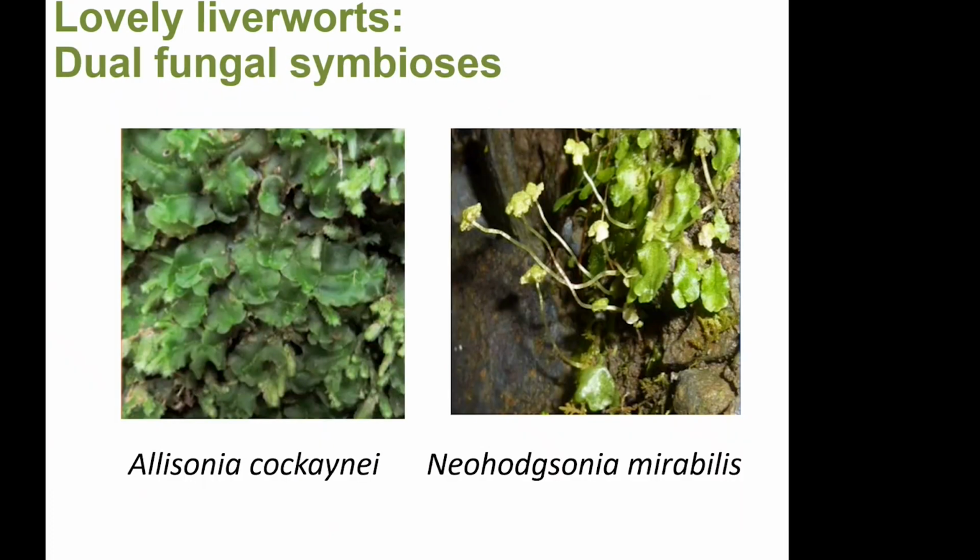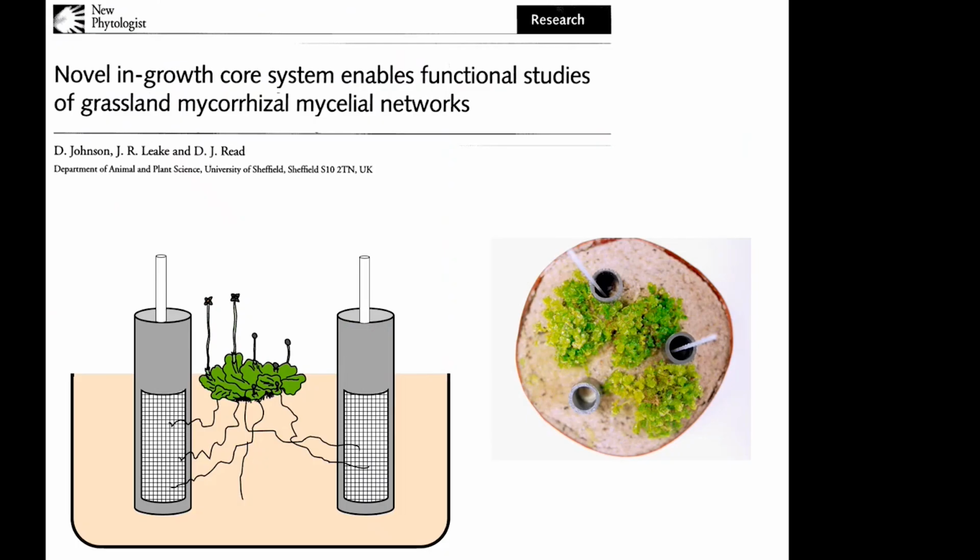We also collected these guys. This is a terrible picture of Allisonia. And then this is Neohodgsonia. These ones were exciting because they form dual symbioses with both types of fungi. So they have associations with the arbuscular mycorrhizas, like most plants do, but they also have associations with that Mucoromycotina fungus that I was telling you about. And we brought them back to the UK, back to Sheffield, to do some of these experiments. Actually, some of these were in Leeds as well, they were split.